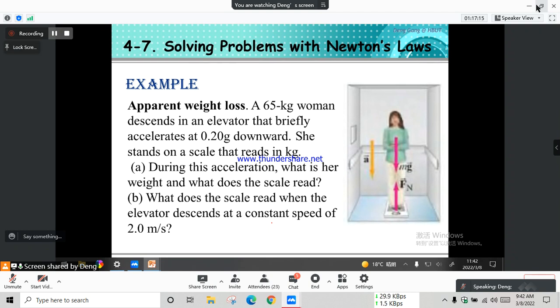If you use a scale to measure your weight or your mass, you just watch the scale, and thus the scale can usually tell you your real weight or real mass. That's about this example. So first, during this acceleration, what's her weight and what does the scale read? In order to know what the scale reads, we need to know how it works.